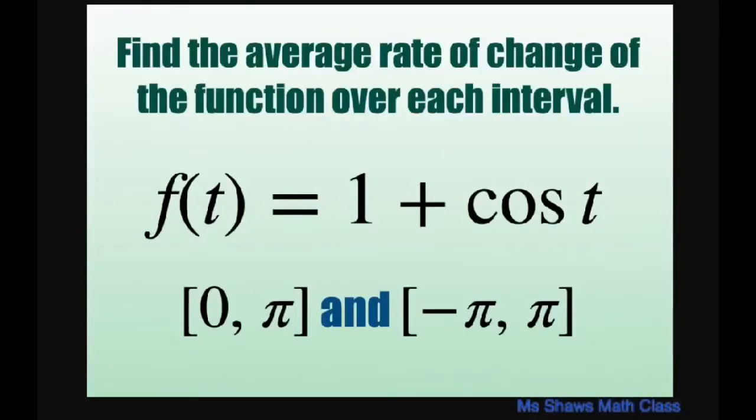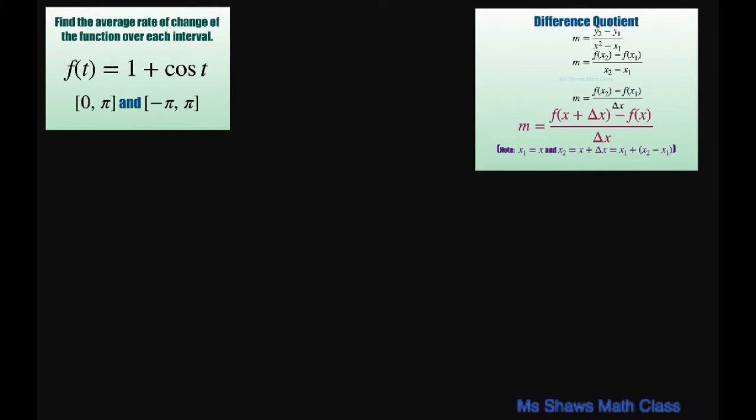Hi everyone, we're going to find the average rate of change of the function f of t equals 1 plus cosine of t on the interval. We have two separate intervals here. And just keep in mind this is like t sub 1 comma t sub 2, on the t-axis. All right, so let's go ahead and we're going to use this formula here.